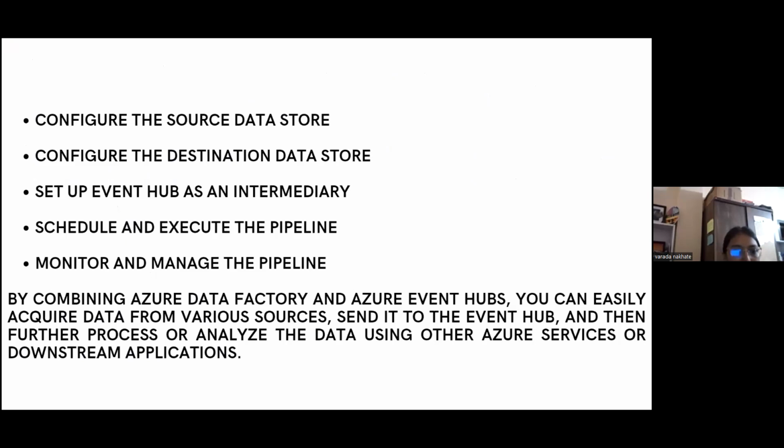As we go further, we will configure the source data store to read data from the Azure Data Factory. It will support a wide range of sources that we have gotten our data from. And after that, we will further configure the destination data store as well. And after all this is done, we use the Azure Event Hub again.